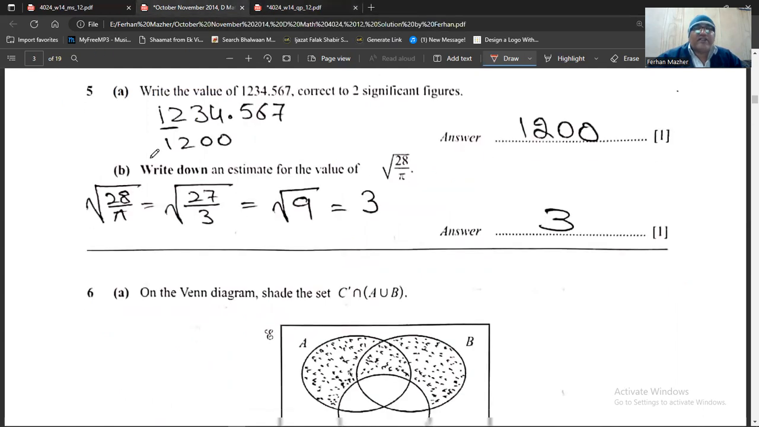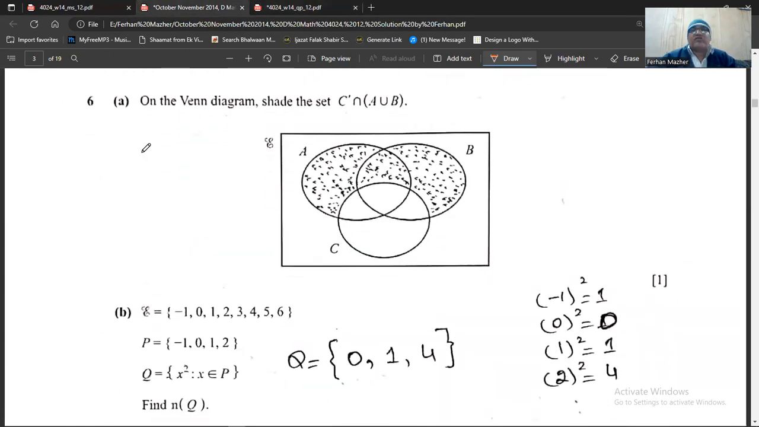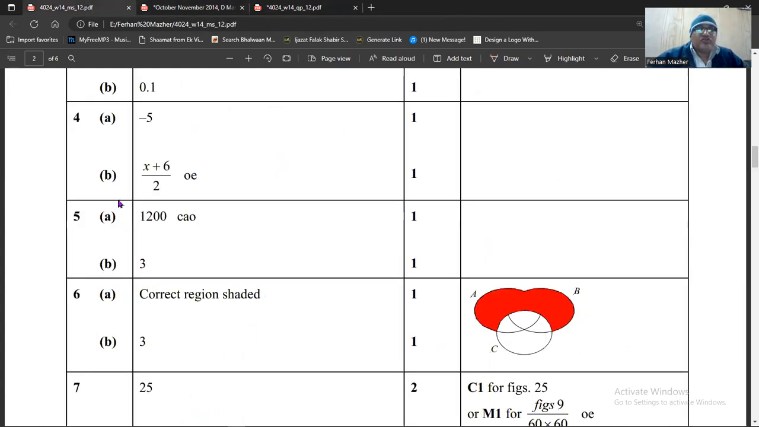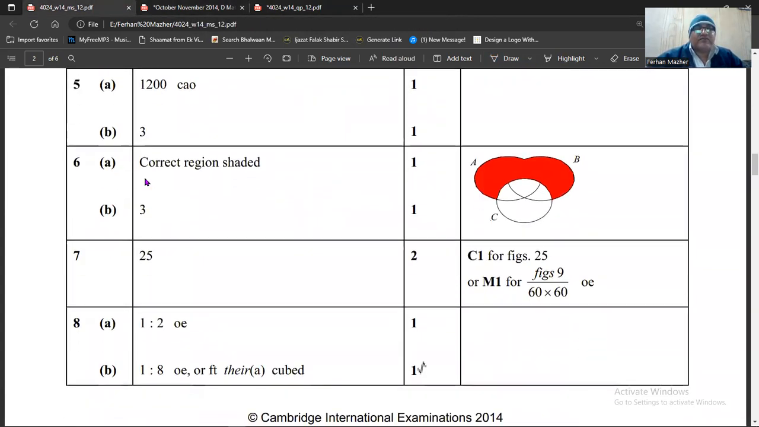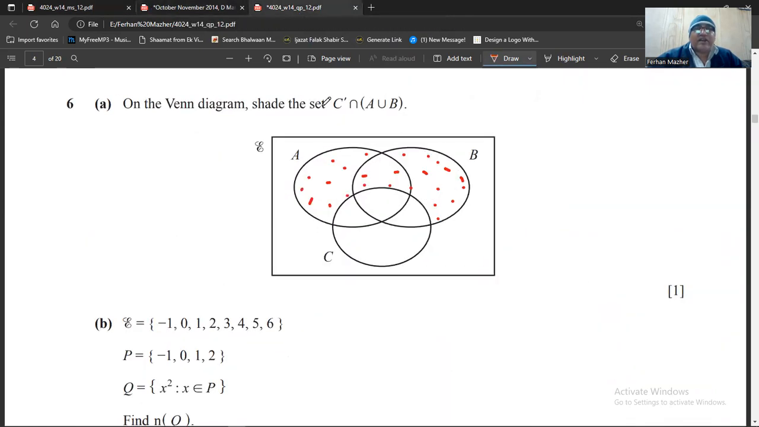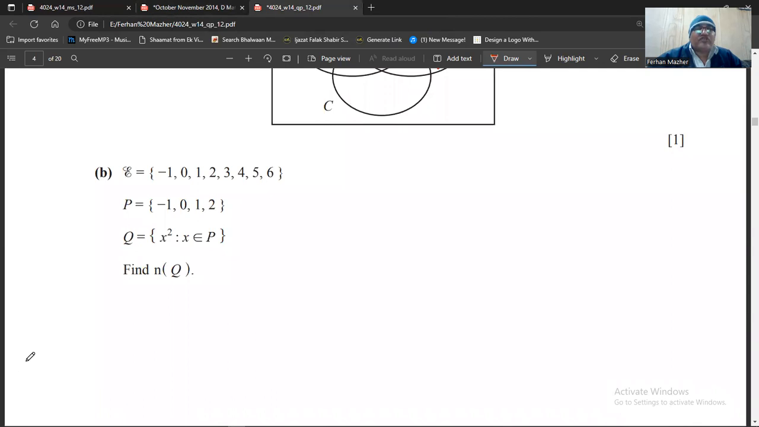Let me show you. I have done this. I hope it's clear on your screen. That's the C complement intersection with the A union B. Okay, so let me show you. So here you can see the correct shaded region. This is the right answer. Our answers are right. Okay, so next question.